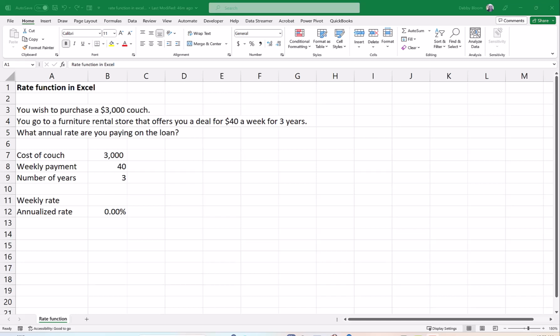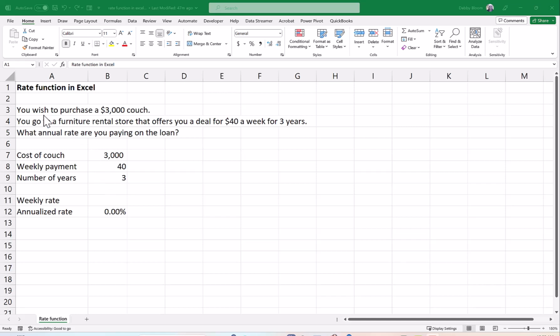In this video, we're going to learn how to use the rate function in Excel. The rate function is used to impute a rate when you know the cost of something, you know the weekly, monthly, quarterly, or annual payments, and you know the period of time, but you don't know what rate is imputed to calculate that payment.